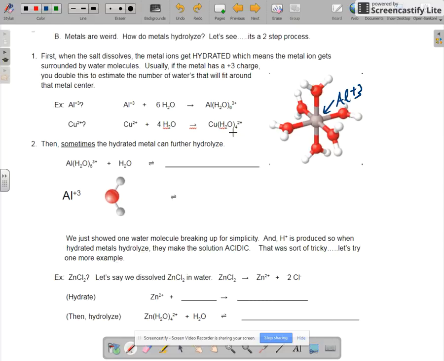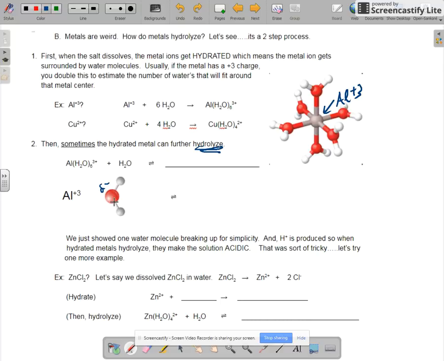But sometimes the hydrated metal ion can further undergo hydrolysis. So here's where things get interesting. If we take that hydrated aluminum ion and put it with water, this is what can happen. I'm going to show you guys with the drawing first. So you've got this aluminum plus 3, and here's one of the 6 water molecules.